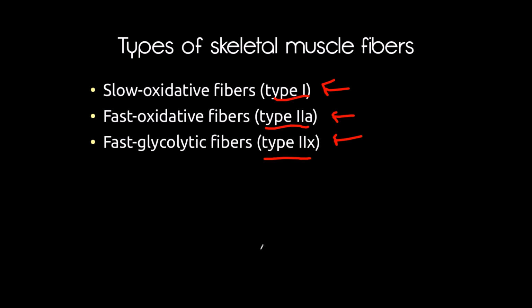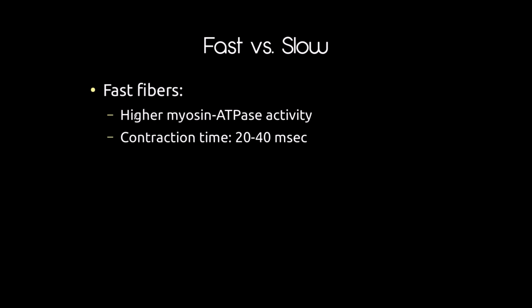So let's talk about what differentiates these different fibers. First, I'm going to talk about slow versus fast. Then next, I'm going to talk about oxidative versus glycolytic fibers. So, fast versus slow. And really, this is pretty intuitive. One is fast, one is slow. Fast fibers have a higher myosin ATPase activity. So the myosin ATPase on the myosin head is a much more active version of the myosin ATPase than is in the slow version.